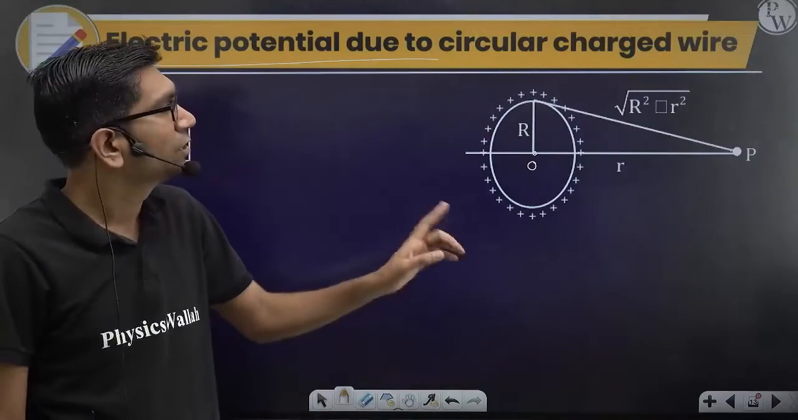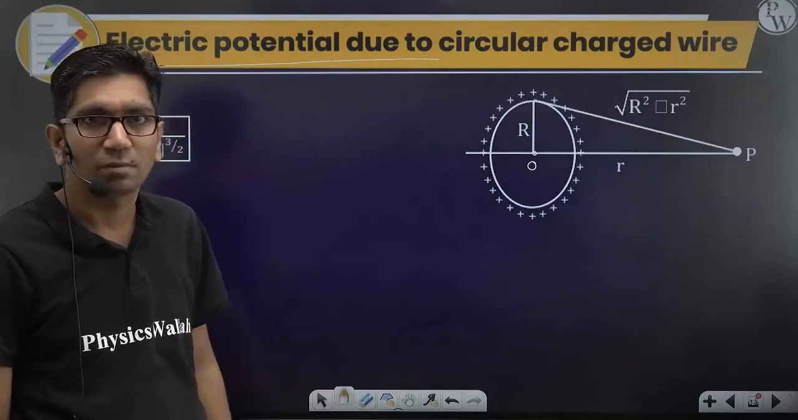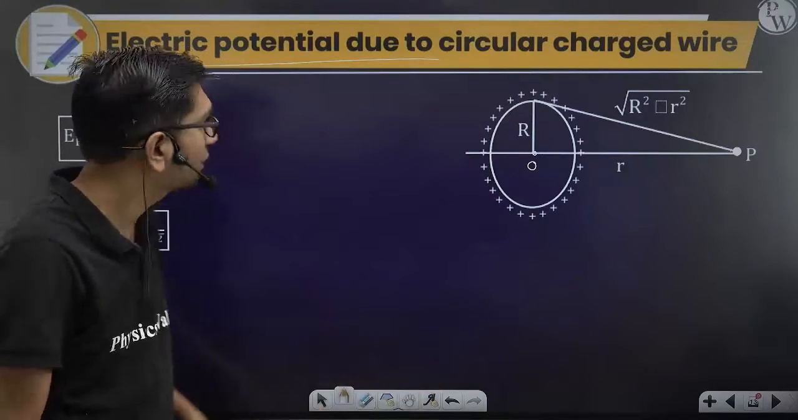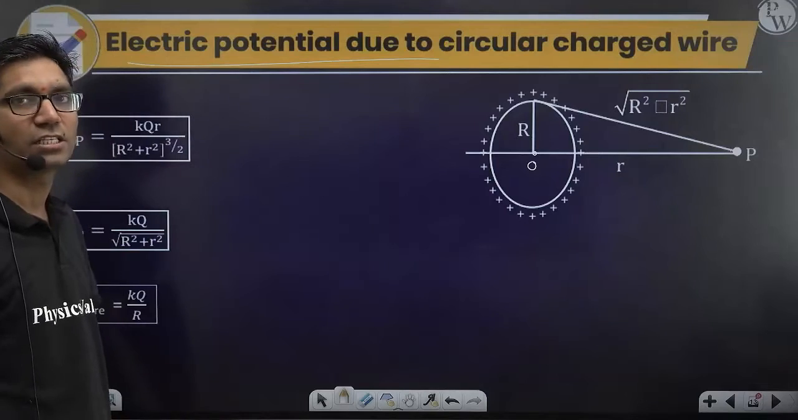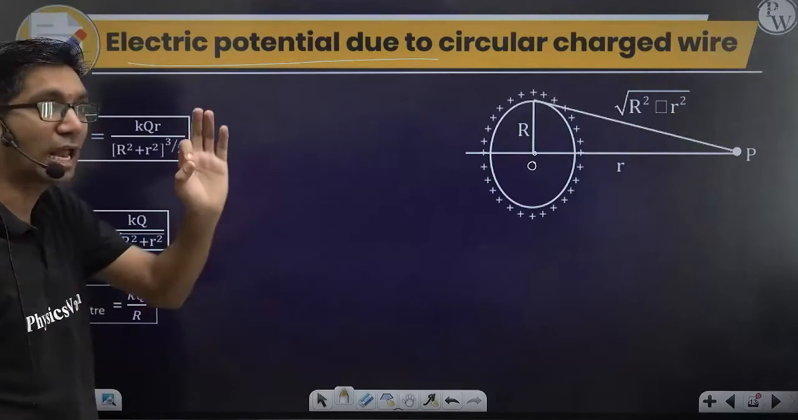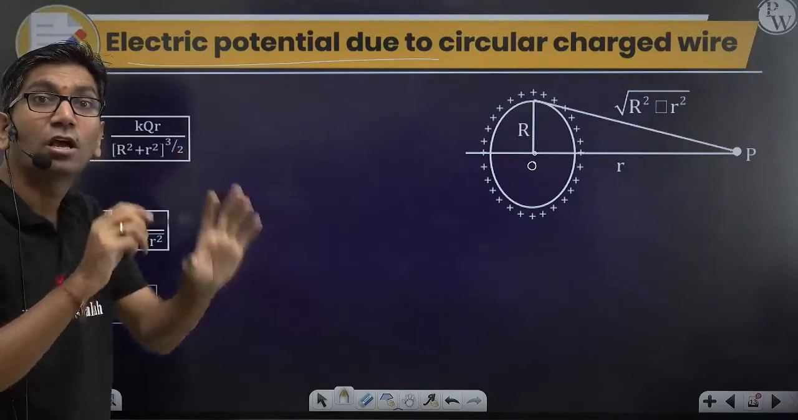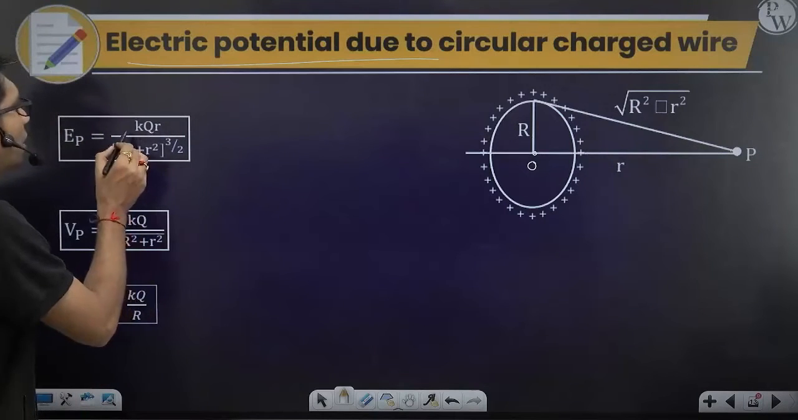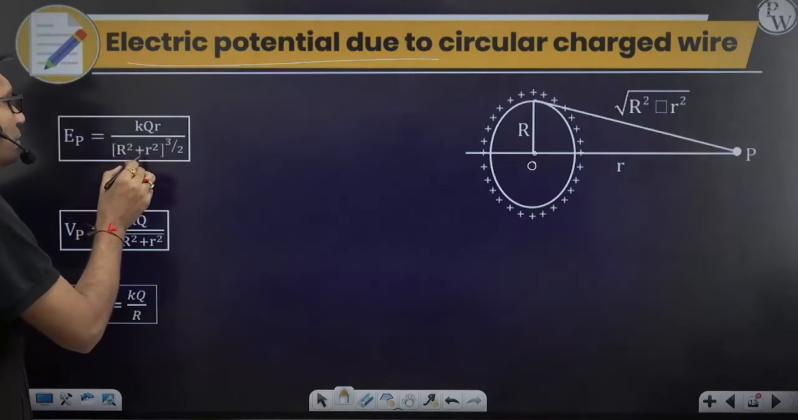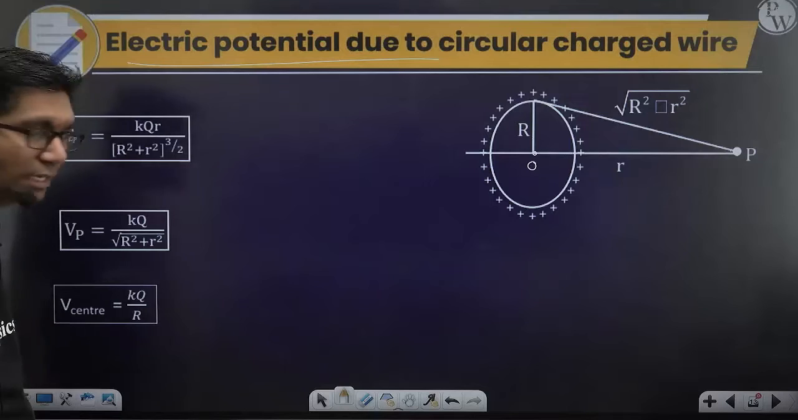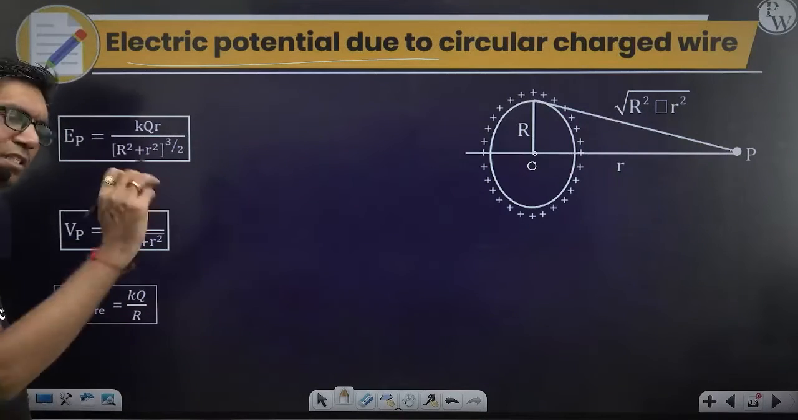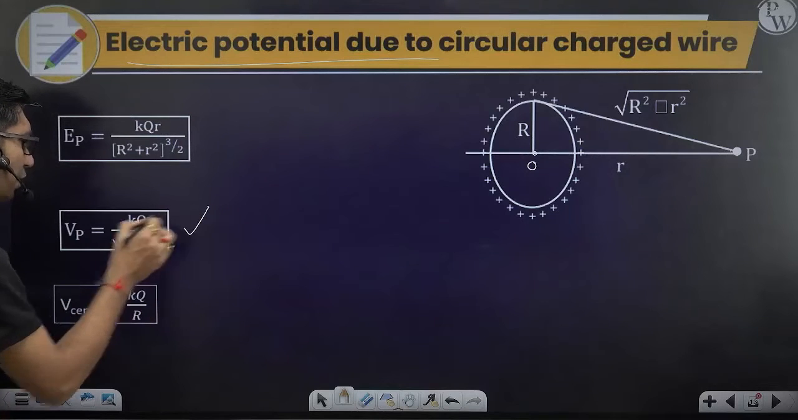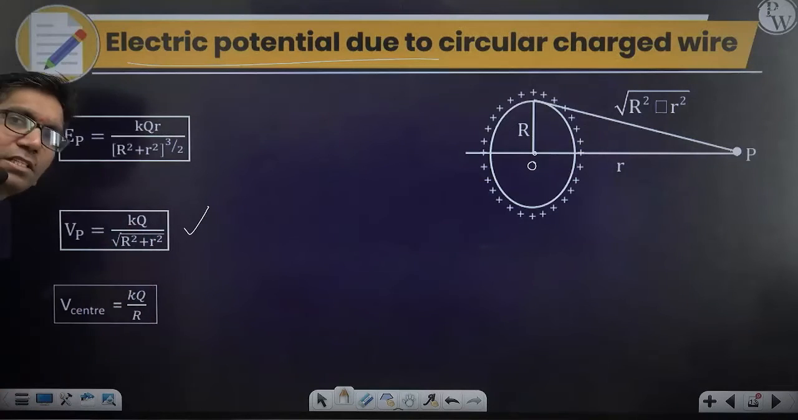So you have to remember this formula, beta. The potential due to the wire. What is that one? In the last class, in electric charges and fields, we calculated the electric field intensity on the axis, right? So what did you get here? KQr by capital R square plus small r square whole power 3 by 2, you got, right? What is the electric potential due to the same ring? What do you get, beta? KQ by under root of capital R square plus small r square.